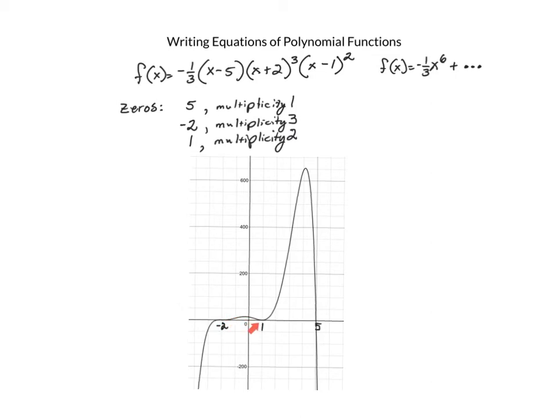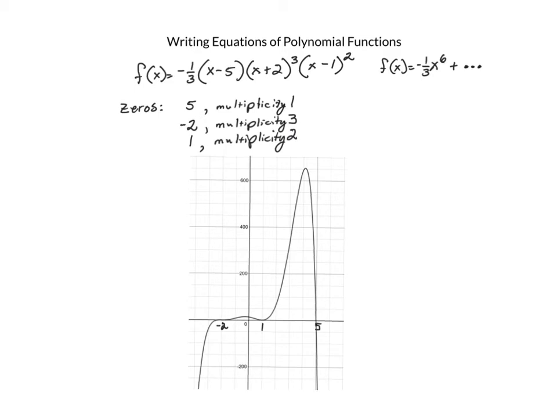Here's our x-intercept 1. It had multiplicity 2. That's an even number, so it just touched there. And right here at 5, our multiplicity was odd, and it crossed. So right here, our multiplicity was even and it touched. At our other two intercepts, the graph crossed because the multiplicity was odd.